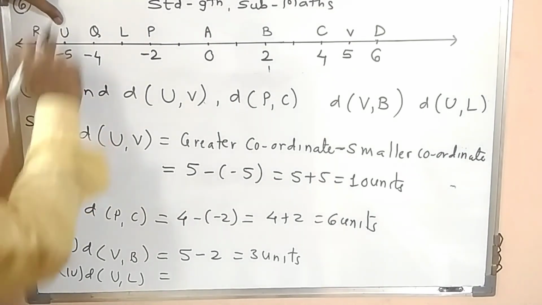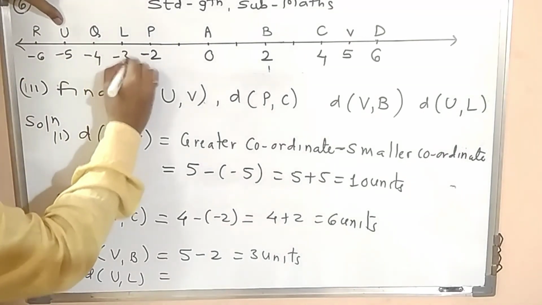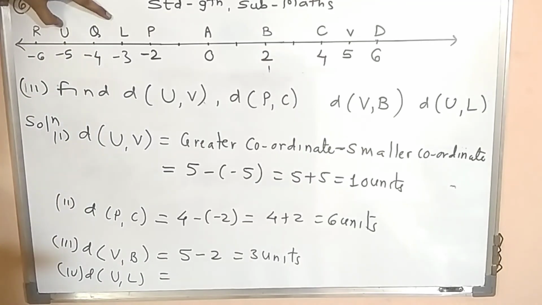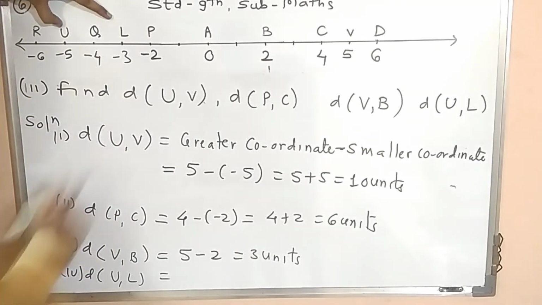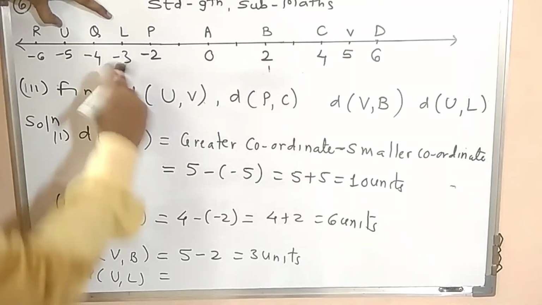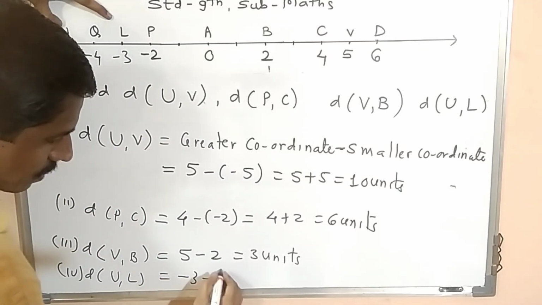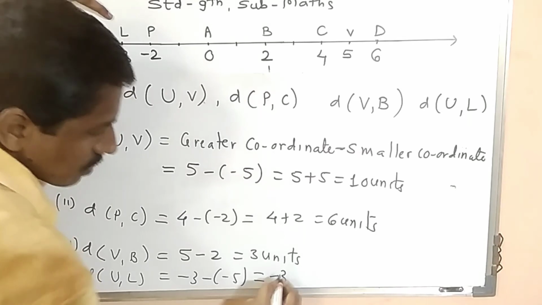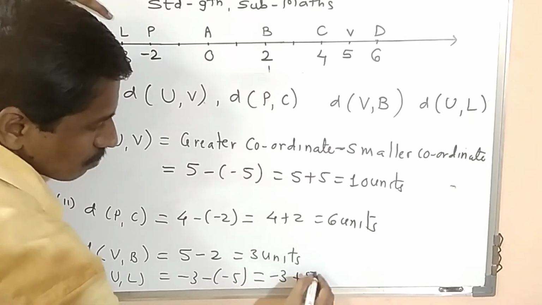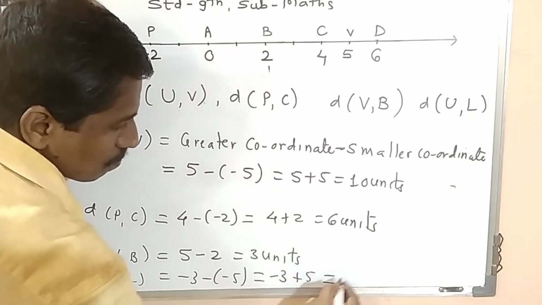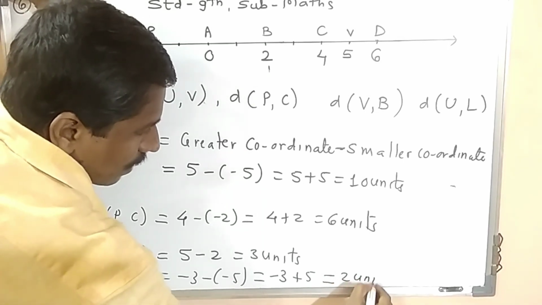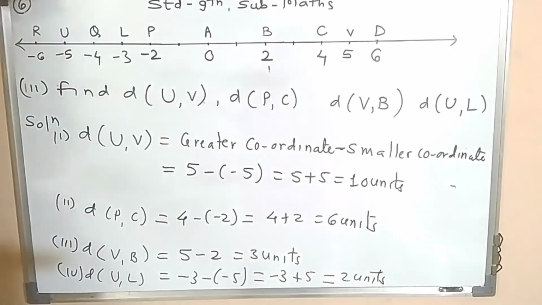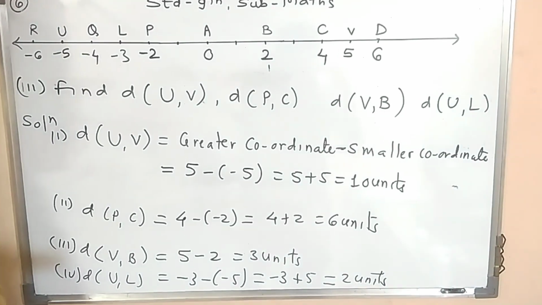And the last one is UL. Which one is U? The coordinate is minus 5, and L is minus 3. Which one is the greater coordinate? The greater coordinate is minus 3, minus the smaller coordinate, minus 5. So it becomes minus 3 will remain the same, and this minus of minus 5 will become plus 5. Minus 3 and plus 5, the addition is 2 units.